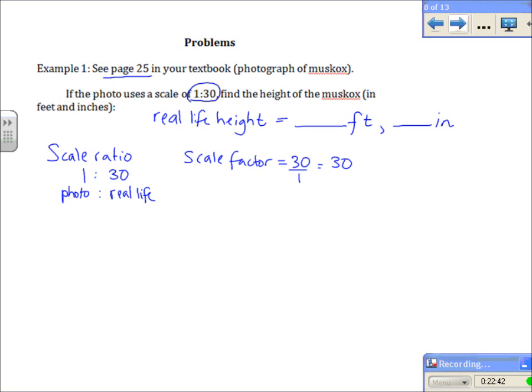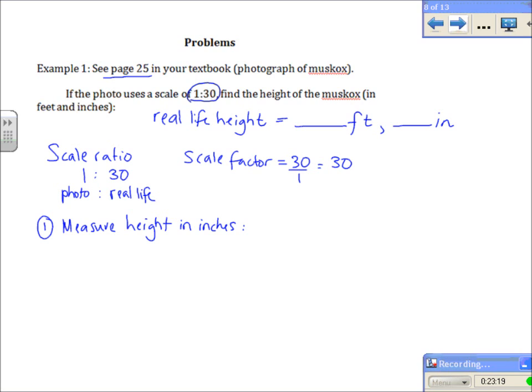So what would we do? Looking at our photo, I don't actually know, just by looking at the photo of the muskox, what the height is. So I'm going to get my ruler out, and I'm going to measure the height in inches. Okay, so here's our first step. So you're going to measure the height of this muskox in inches. Why? Because I know eventually I'm going to have to report it in inches and feet. So there's not a lot of point in measuring it in centimeters. You could do that, but then you have to convert to inches.